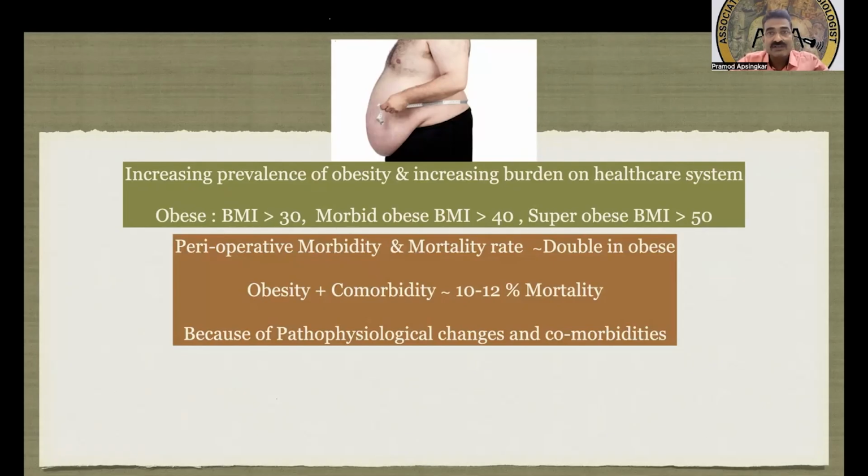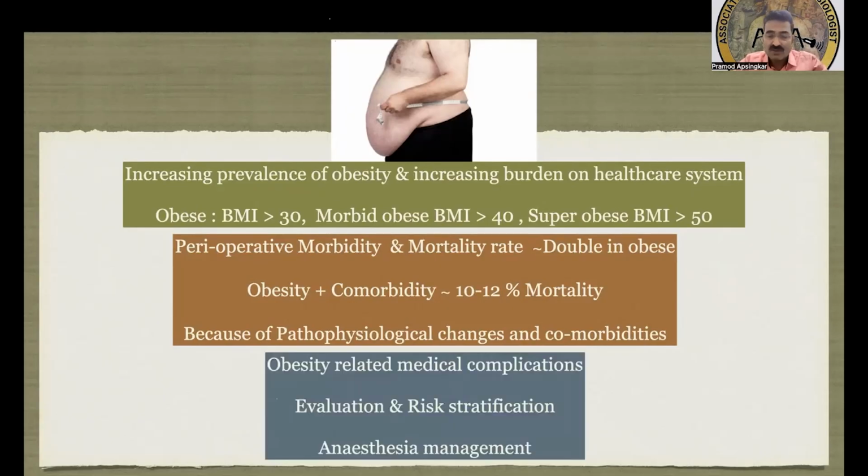And if it is associated with end organ damage, like cardiac failure or respiratory failure, the mortality is more than 10%. It's a huge mortality. And that is because of the pathophysiological changes that happen in obesity and associated comorbidities. So we are going to see the obesity-related medical complications, their evaluation, and the anesthesia management.